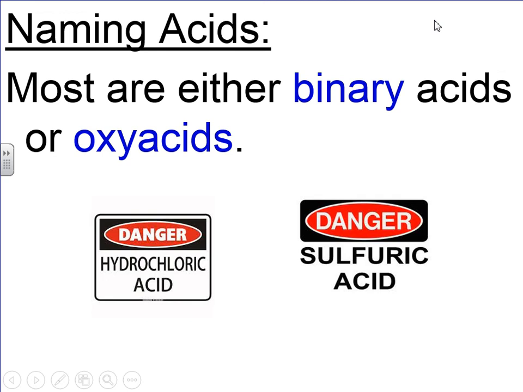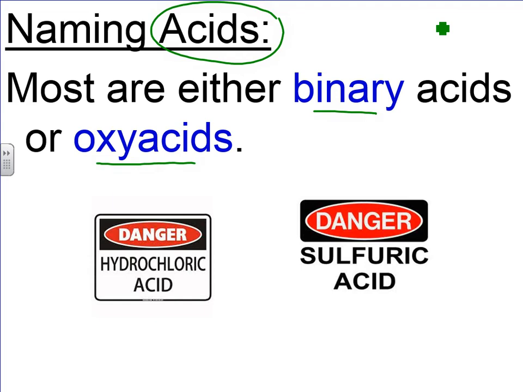In this video, we'll talk about how to name a very important class of compounds called acids. Now, we'll actually spend a whole chapter learning about acids on their own, about their properties and reactions. But here we're just learning how to name them. There are two types of acids. Most are either binary acids or something called oxyacids.